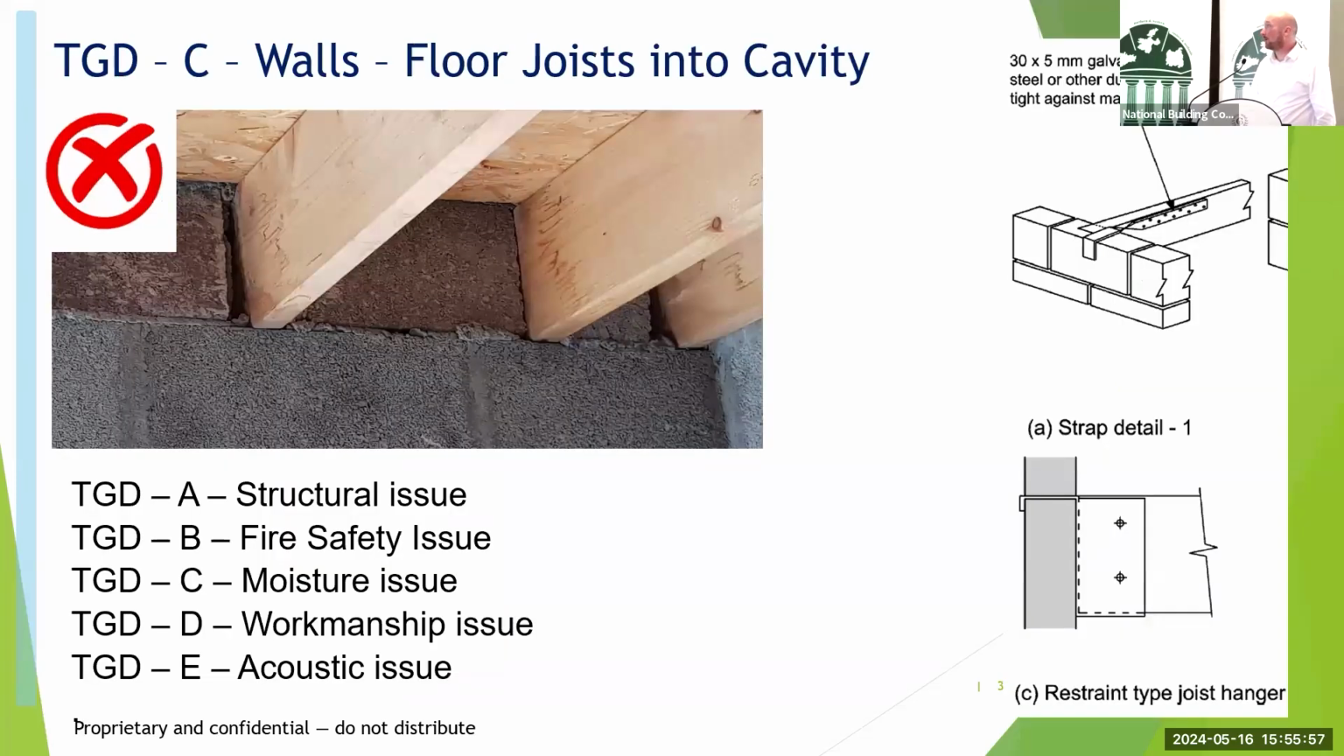So anyway, floor joists again for moisture, part C. You can see the water ingress here. So you've got the floor joists here running straight through, and they're touching the outer leaf. That photo's taken from the inside. So the floor joists are running straight through the cavity, touching the outside leaf. Again, structural issue, fire issue, moisture, and acoustics. I just took out a bit there of technical guidance document A. Again, a restraint type joist hanger. It wouldn't take much to have it right, rather than have it wrong.